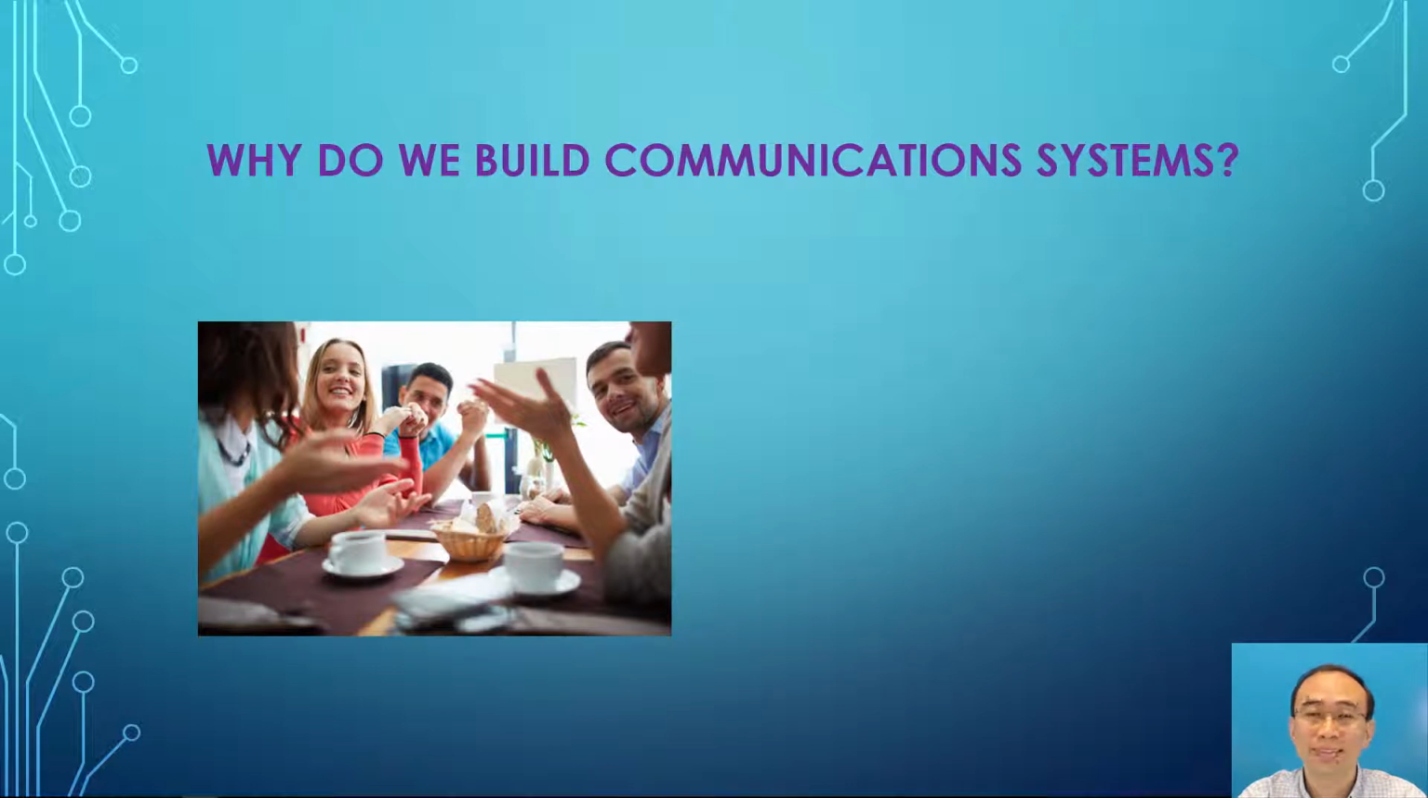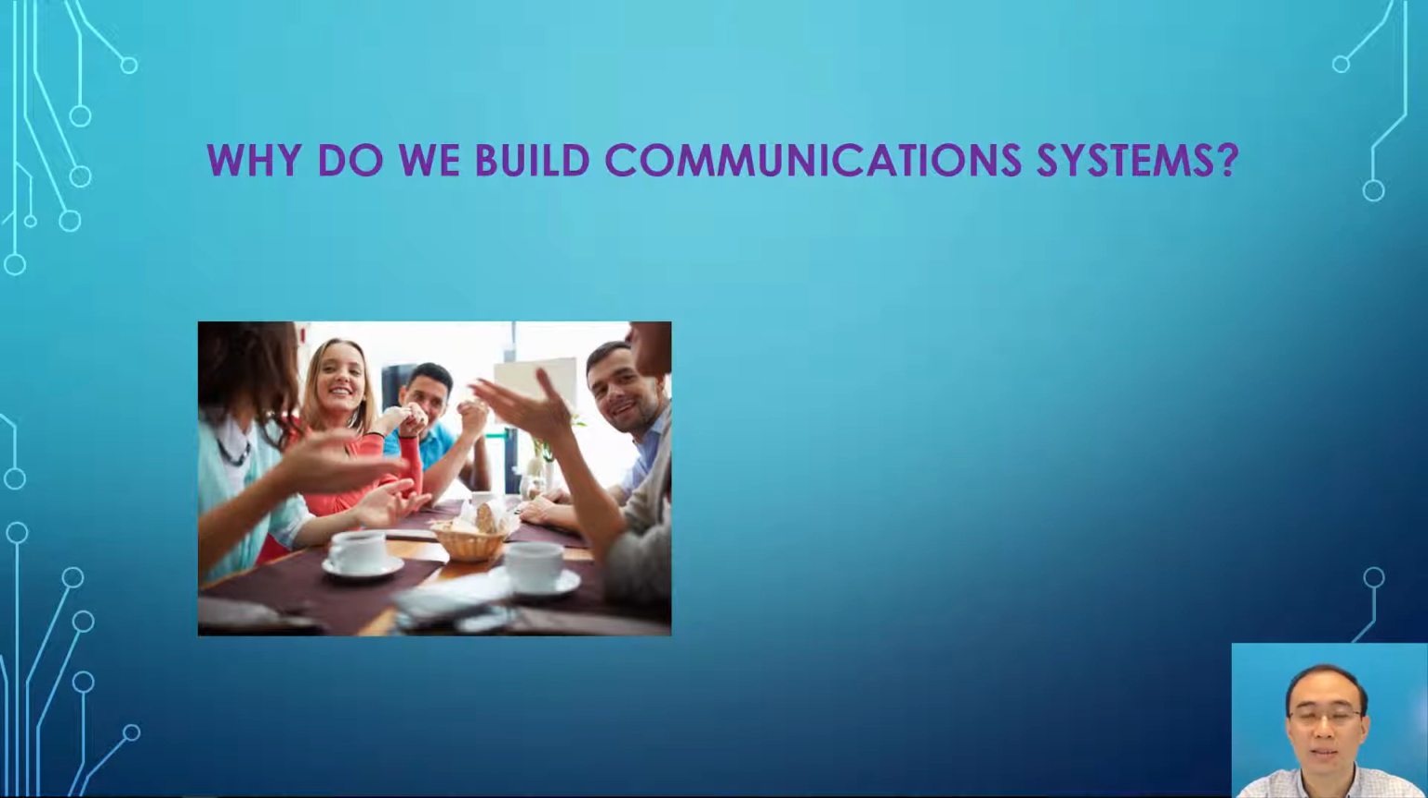So why do we need a communication system? In our daily life, we already have our natural equipment, our mouth and our ears, to communicate with each other. Then why do we need to build other communication systems? Recall that the objective of engineering is to make people's life easier. We build communication systems because they can provide certain communication functions that cannot be achieved by our natural equipment.